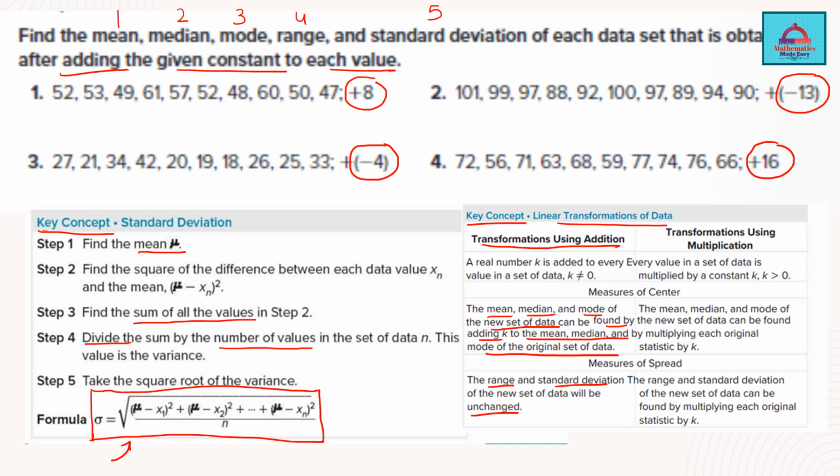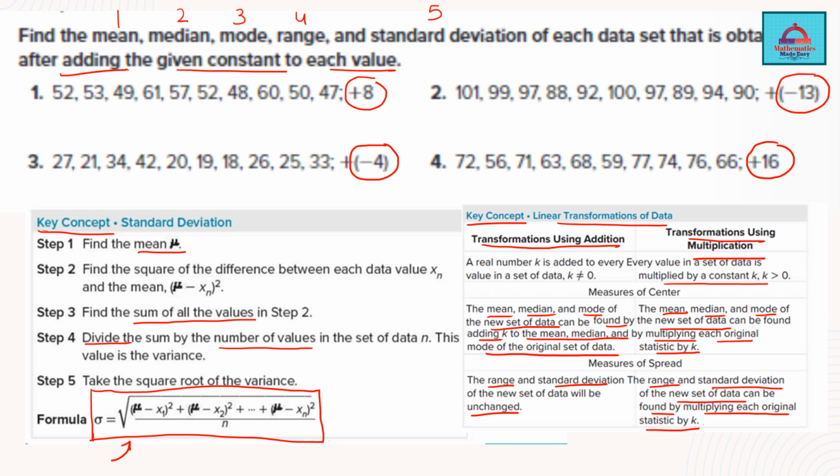This is using addition. Now comes multiplication that you will see in the next slide. So what will happen, every value in the data set is going to be multiplied by the constant k. Then the new mean, median and mode of the new data set can be found by multiplying each value by k. So in addition you are adding, in multiplication you are multiplying. The value of k will change, but accordingly you will use the old data set to get the new mean, median, mode. And the range and standard deviation of the new data set can be found by multiplying by k.